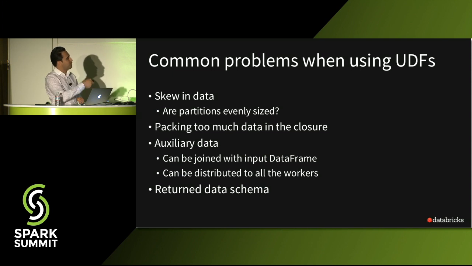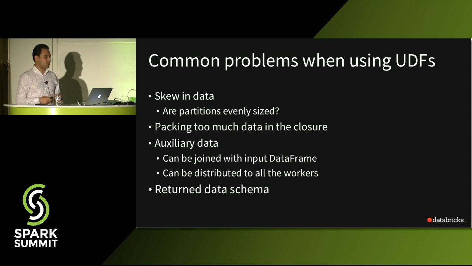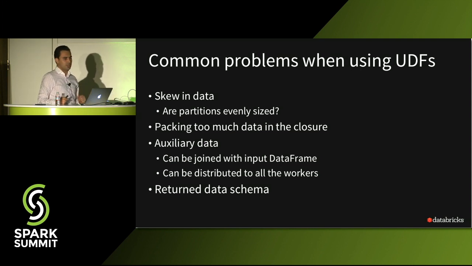Some of the common problems we have seen among our customers' use cases arise from the following. The first one is skew in data. The one question you want to ask when you're using the SparkR UDF API is, are the data partitions uniform? Or is the data partitioned the way I expect it to be? Because you would be surprised, sometimes Spark changes the partitioning of your data, and as a result, your query might either fail or take too long to execute. I can provide more examples if you have time later.